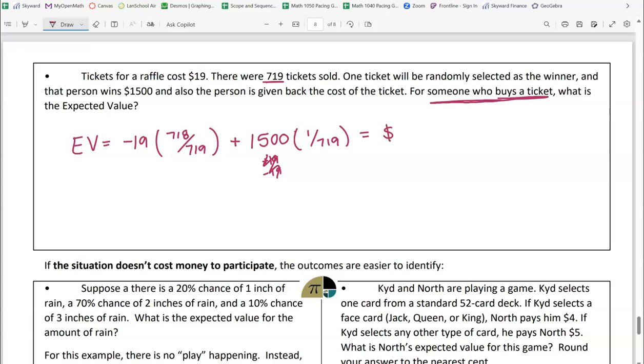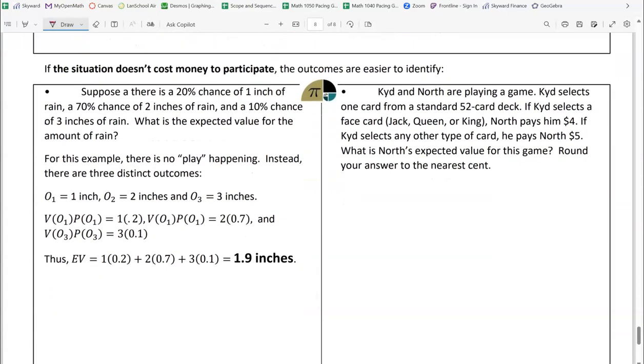So when you type that in, you should get negative 16.89. Okay, so on average, buying one raffle ticket, you'll lose $16.89. Okay, and that's because there's not a very good chance of you winning, right? So for every ticket you buy on average, you're going to lose this much. Okay, let's look at the next one.